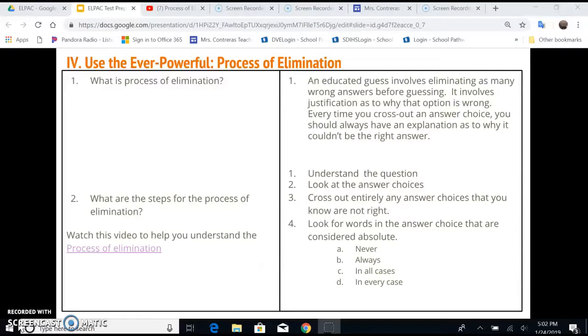Eliminating wrong answers to get to the right one is a test-taking strategy good test takers often use. This process is called the process of elimination. You can use process of elimination in any test that involves multiple choice questions. Okay, so with process of elimination, you don't just start crossing out answer choices because you feel like it's the wrong one. You have to think, okay, why would it be the wrong one? Logically, think about it.